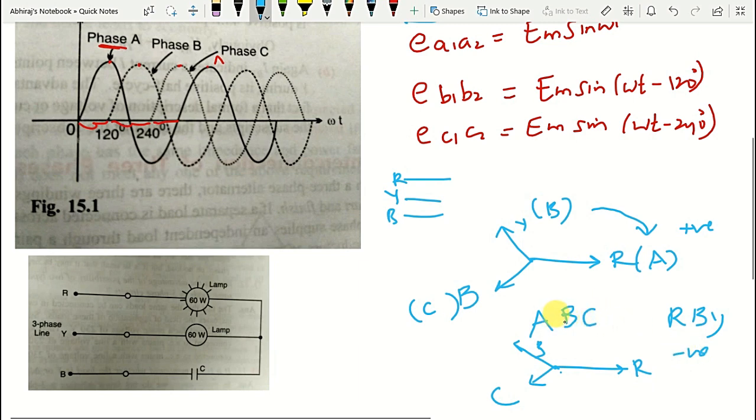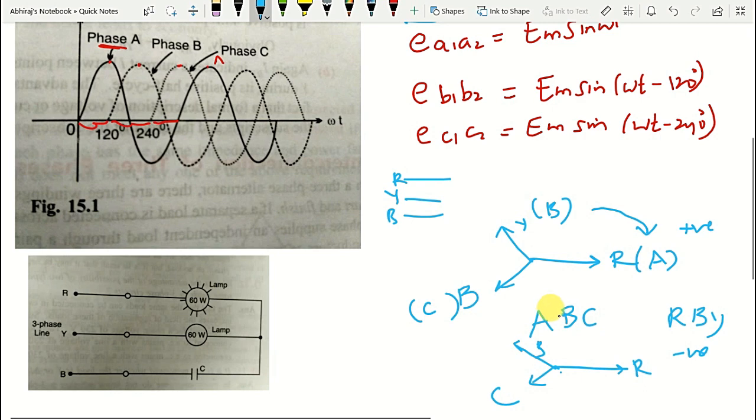One is the positive phase sequence and the other is the negative phase sequence, and these are nothing but the rotation of the alternator in clockwise and anti-clockwise directions. As we have only two directions, there is the possibility of only two phase sequences. This may be a viva question.